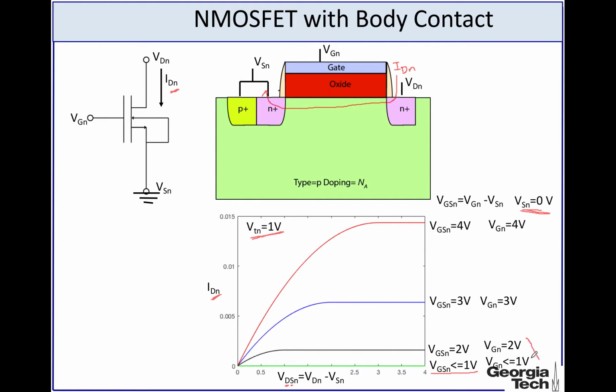Now this is very trivial. There is not much of a difference from what we have seen before for an NMOSFET without body contact, meaning that in this case VGSN and VGN are equal to each other simply because we have put VSN, the source contact, to 0. However, this is not the case when we have a PMOSFET.